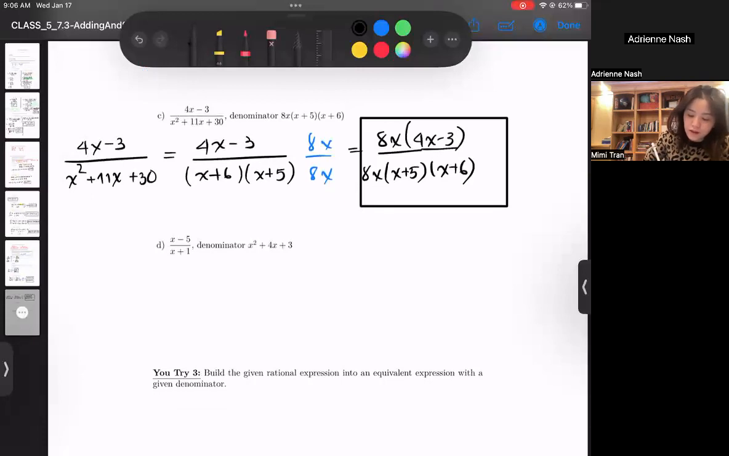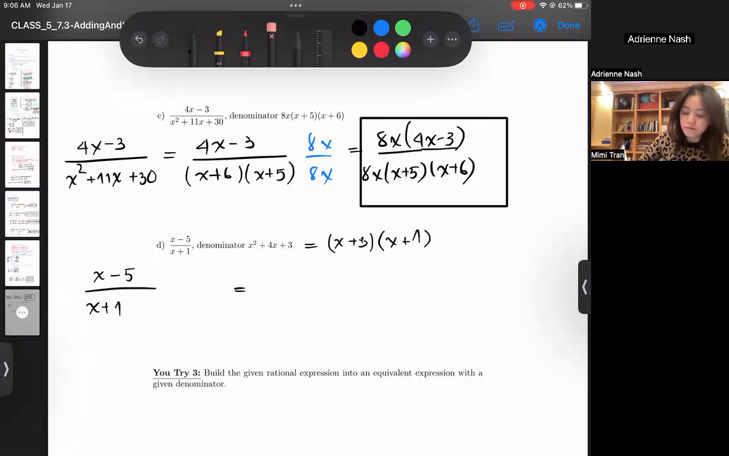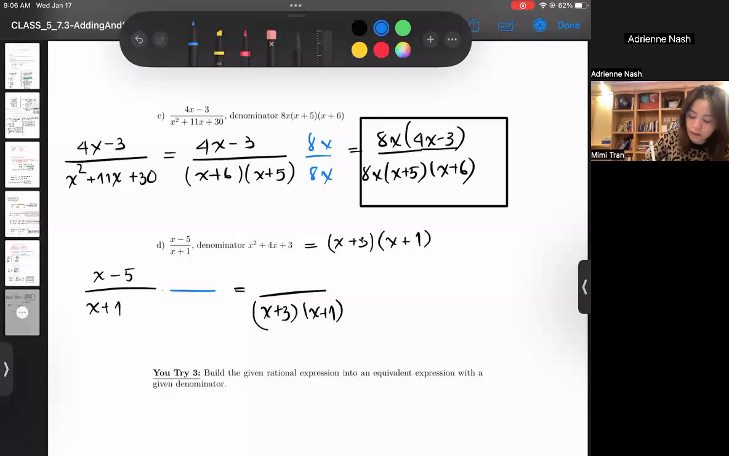Last one, x minus 5 over x plus 1. Nothing I can factor, right? But what do they want? They want x squared plus 4x plus 3. If I was you, I'd factor this. Everywhere you see something you can factor, go ahead and do it. x plus 3 and x plus 1. So basically what they want is x plus 3 times x plus 1. That's the new denominator. What did you miss? You miss x plus 3, so all you have to do is multiply both top and bottom by x plus 3.